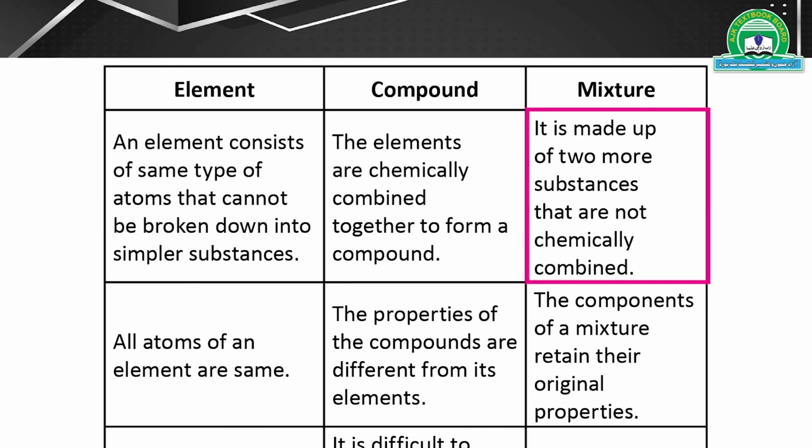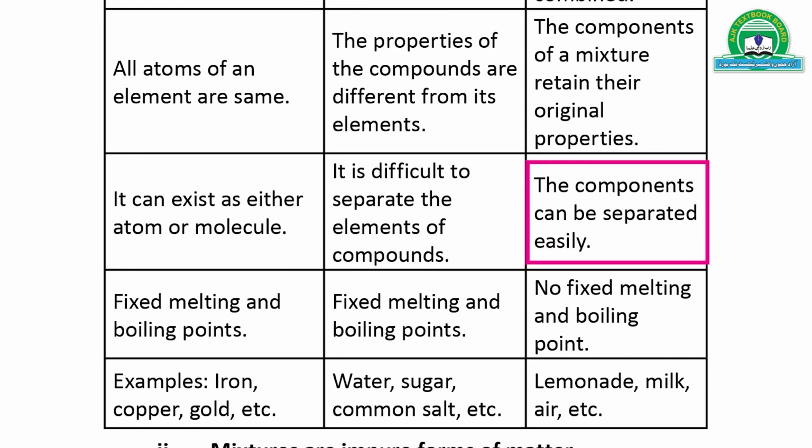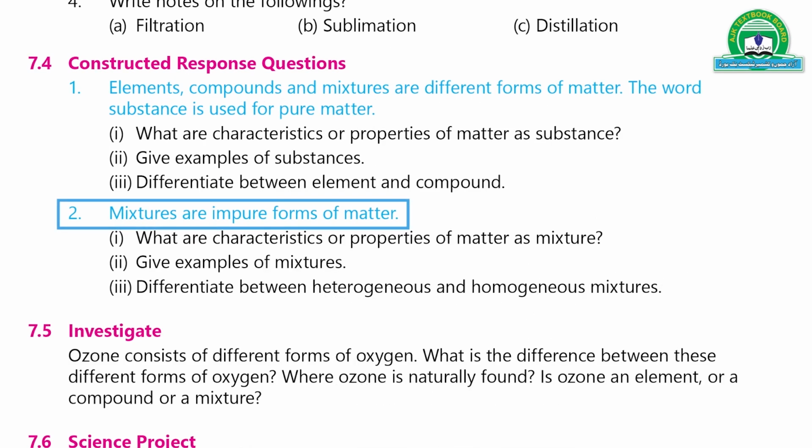Mixture is made up of two or more substances that are not chemically combined. The components of a mixture retain their original properties. The components can be separated easily. No fixed melting and boiling point. Lemonade, milk, air, etc. are examples. Mixtures are impure forms of matter.